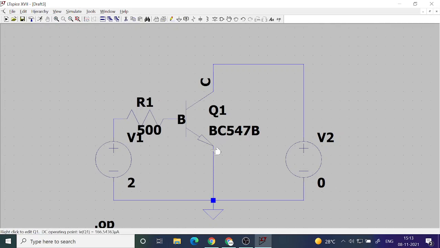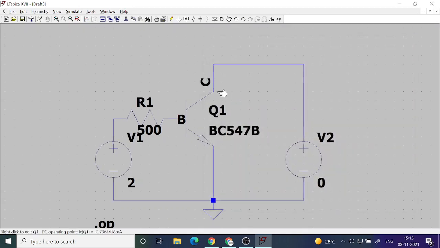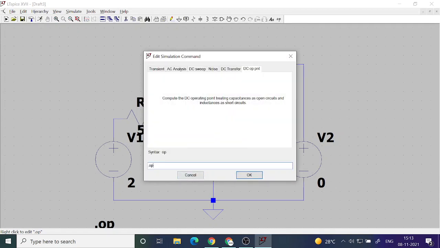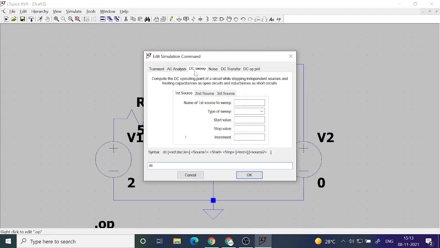Yeah, so when you run it, let me do a different analysis. I'm coming to your question. So here, instead of this, if I say DC sweep, which is what we are going to do next.